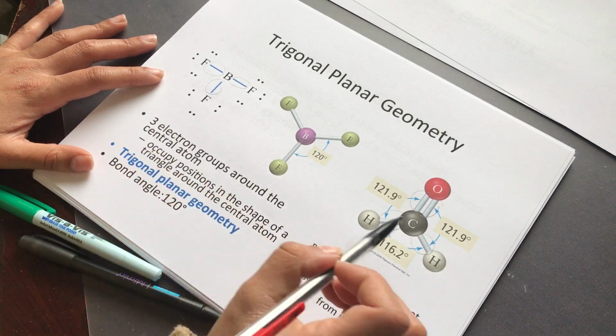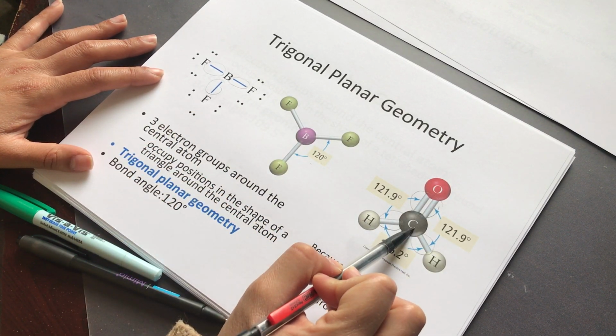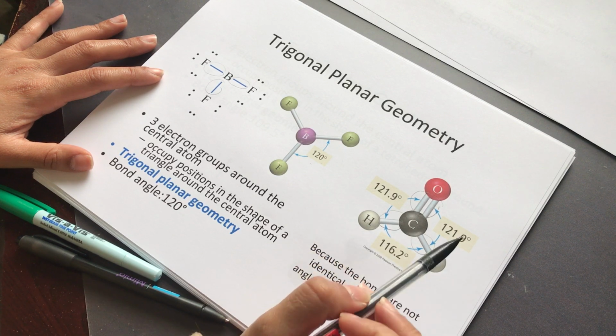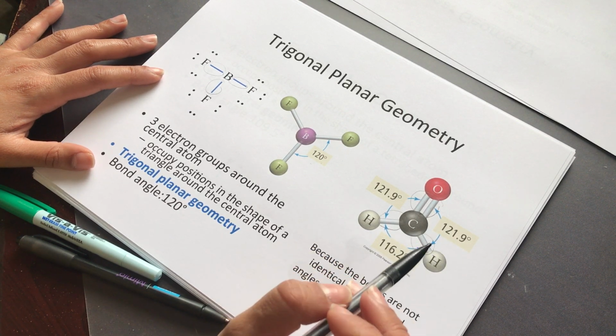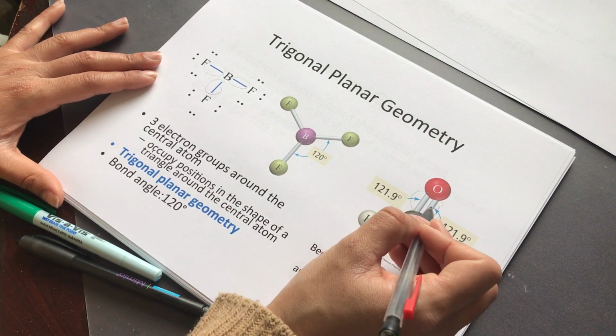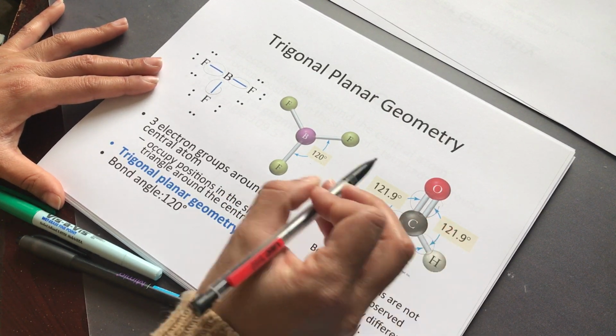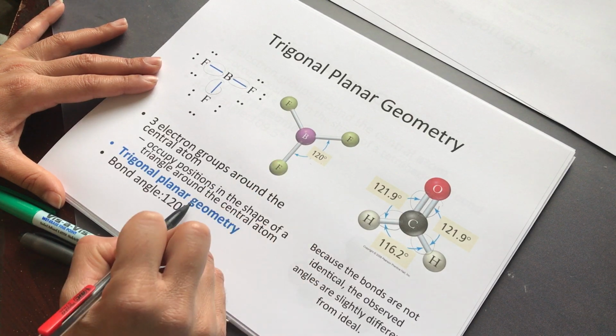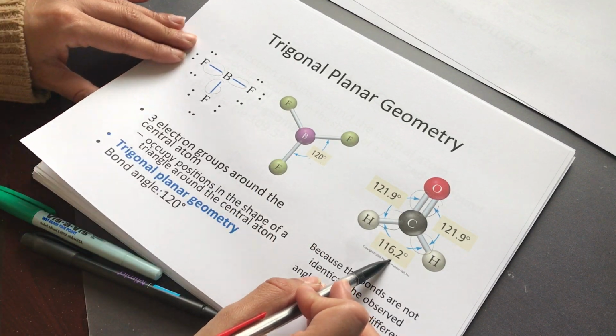The only important thing to note here is that because this has a double bond between the carbon and the oxygen, the bonds are not completely identical. The observed angles are then slightly different because there's a little bit more repulsion in the double bonds. Note how it's still very close to 120, the trigonal planar shape, but just slightly different.